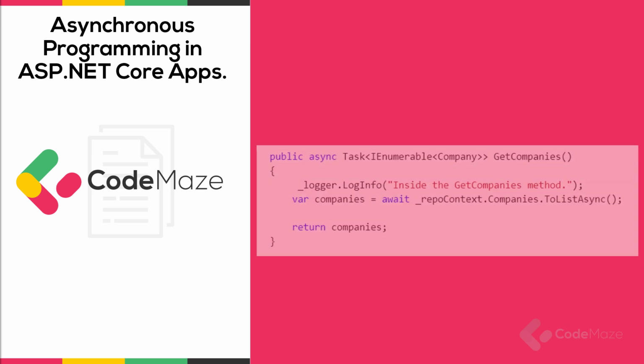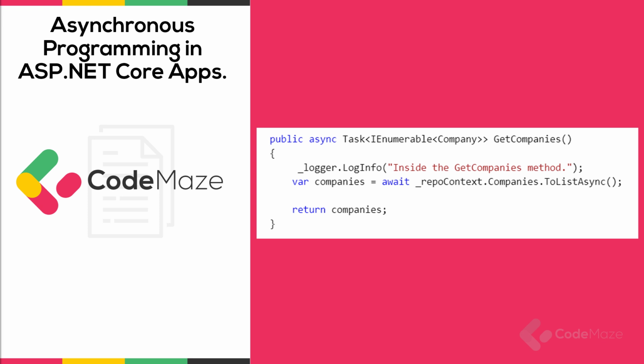Well, let's see this with an example. So, even though our method is marked with the async keyword, it will start its execution synchronously. Once we log the required information synchronously, we continue to the next code line. We extract all the companies from the database, and to do that, we use the await keyword.